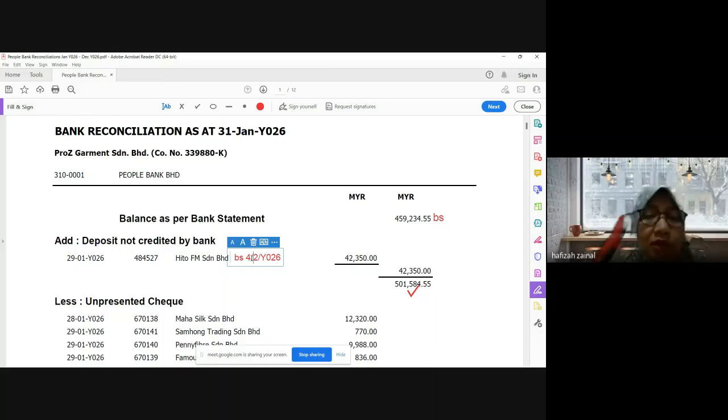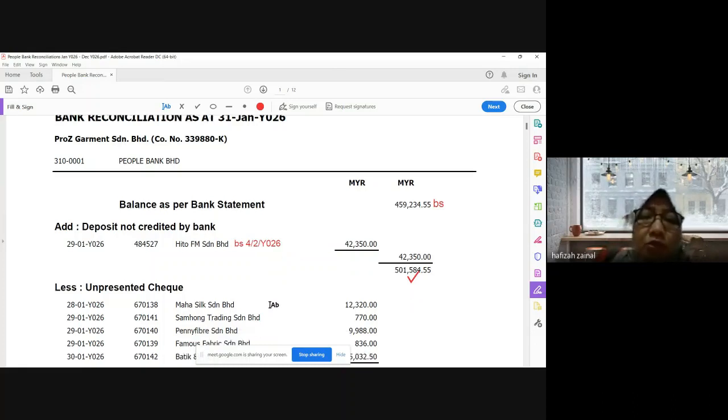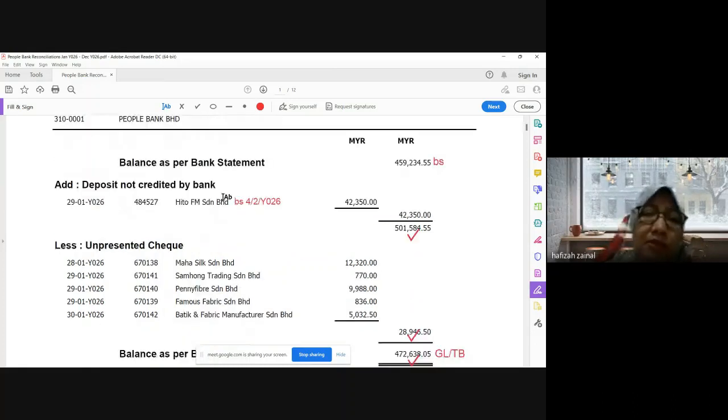So that's why as an auditor, you have to be very suspicious and careful when you have what we call a trigger point for you to inquire further from your client. So you put in the date when it is being credited. Now we are done, because we only have one deposit item.